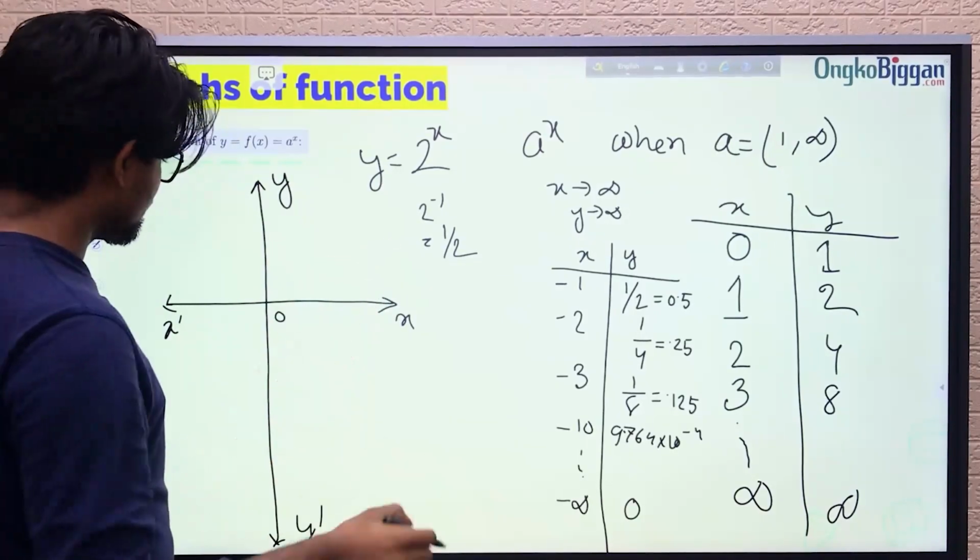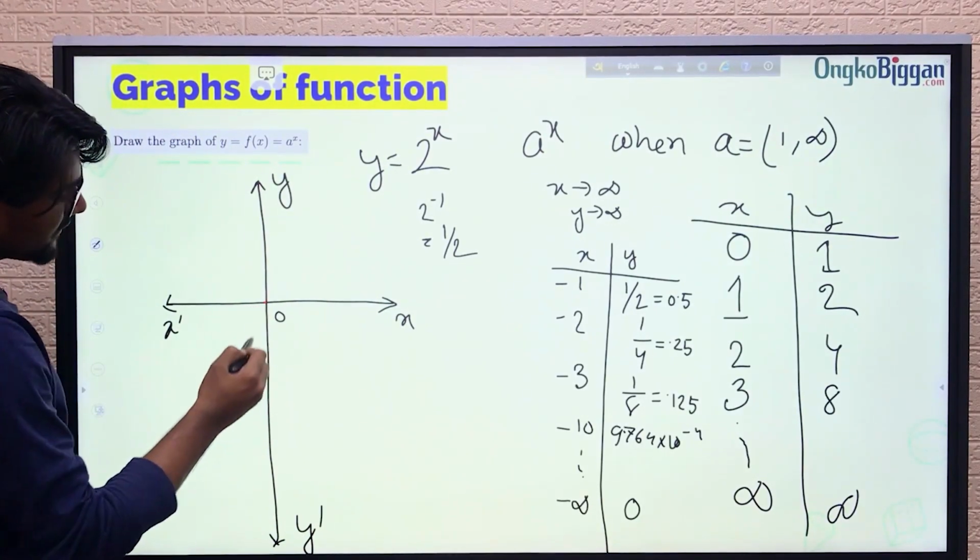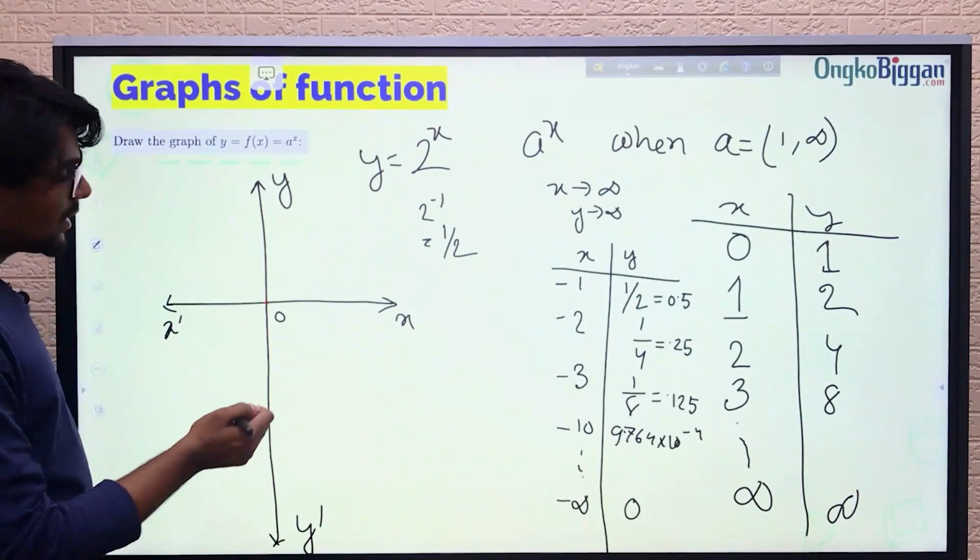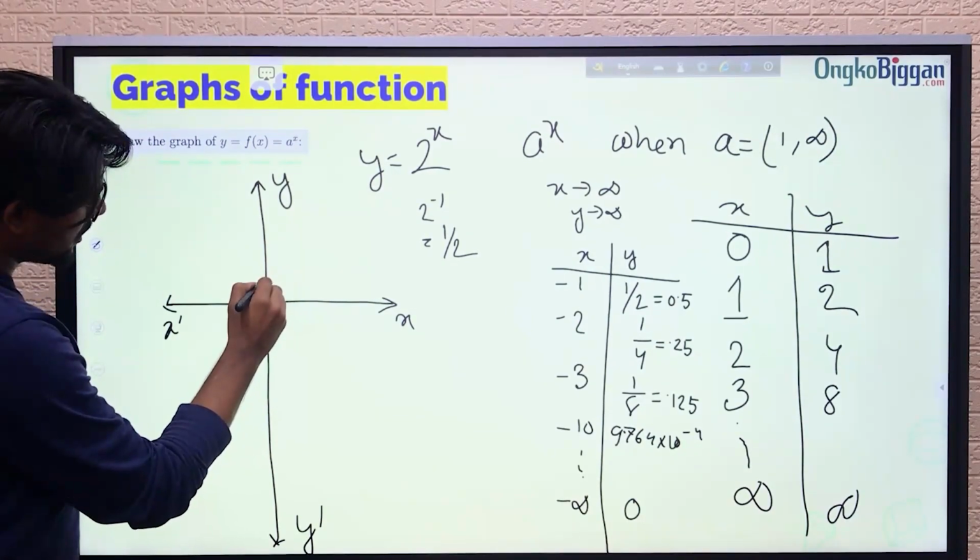If x is equal to 0, that is this point. If x is equal to 0, we have y equal to 1. So y equal to 1.